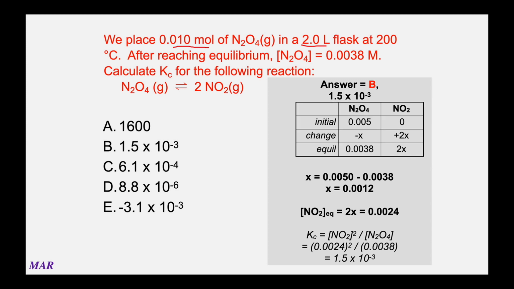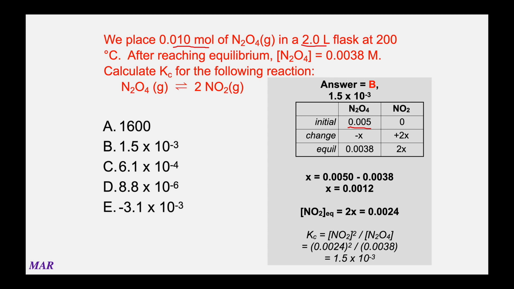So anyway, here's my ICE table that I set up. Initial, change, and equilibrium is what ICE stands for. And again, I did take the moles of N2O4 and I divided it by 2 to get this number right here, 0.0050. Technically, it should have another sig fig. Anyway, that's one of the parts that sometimes is kind of confusing at first.